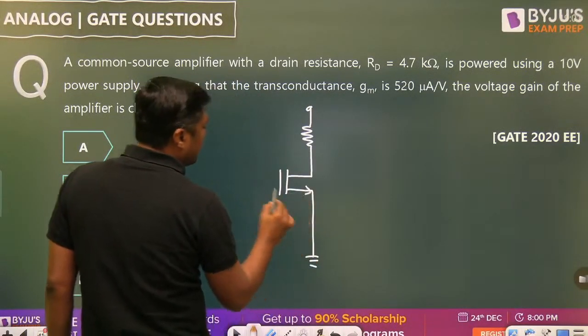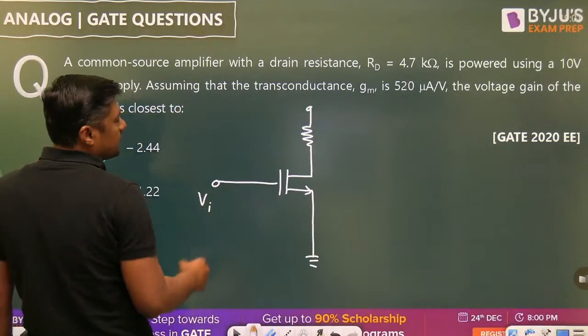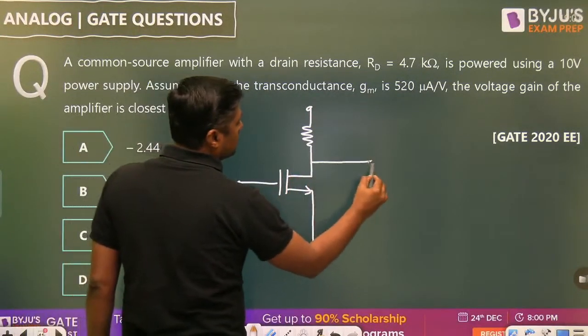This is the standard diagram. Here we are giving the VI at the gate terminal. Here we are getting the output.